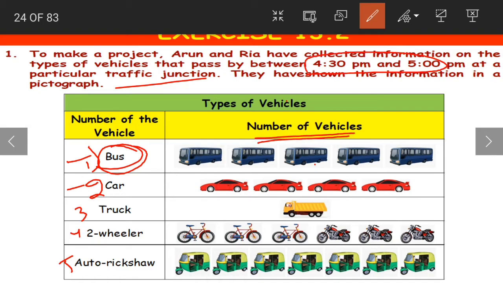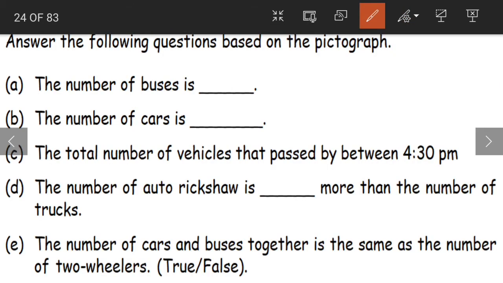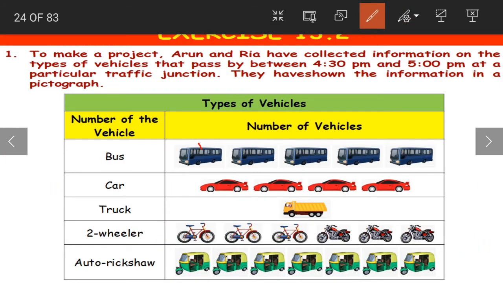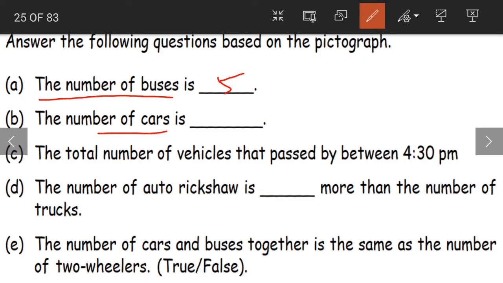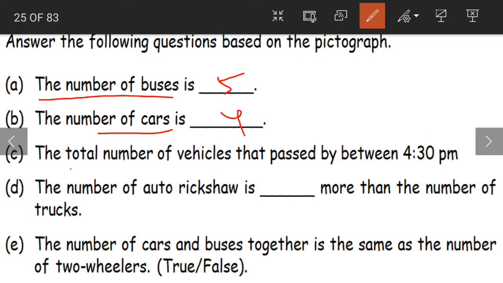It also tells us about the number of different types of vehicles, like how many buses, how many cars, how many trucks, how many two-wheelers, and how many auto rickshaws have passed. Let us look at the questions. Now the number of buses is, how many buses, children? 1, 2, 3, 4, 5. So the number of buses is 5. The number of cars is 1, 2, 3, 4. So the number of cars is 4.